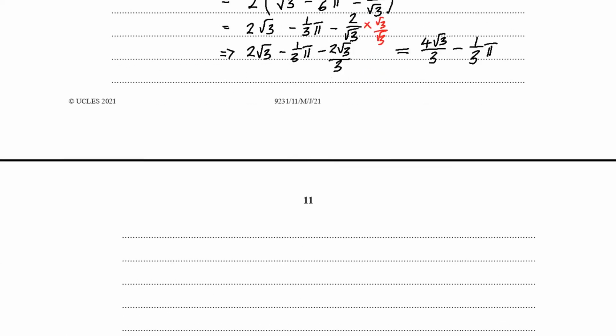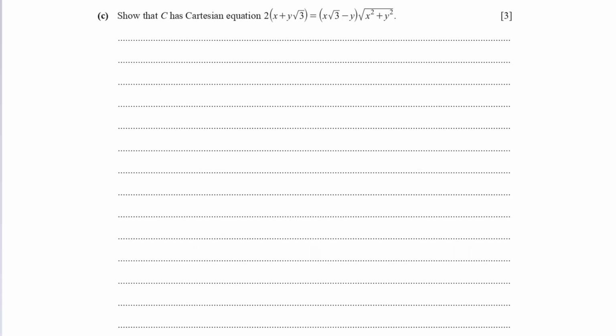Let's scroll down to part C. On part C, the question goes, show that C has Cartesian equation 2 bracket x plus y root 3 equal to bracket x root 3 minus y multiplying root of x squared plus y squared. Now here, I'm going to write down the polar equation of the curve C. So that's r is equal to a cot theta. We got a to be 2, so that's 2 cot of a third pi minus theta.